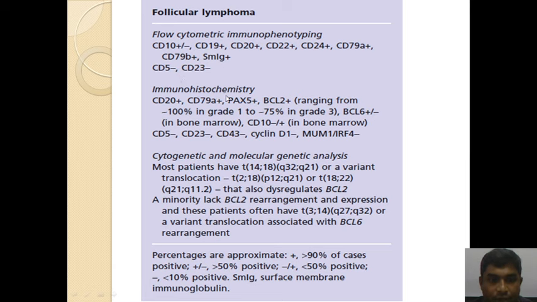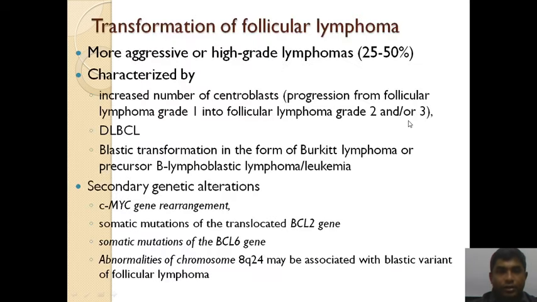And we can use immunohistochemistry to study the B cell markers. The immunohistochemistry shows positivity for CD20, CD79A, PAX5, BCL2, etc., and CD5 and CD23 are negative. These two are classically positive in chronic lymphocytic leukemia. Follicular lymphoma is a low-grade neoplasm, but it can become aggressive and transform into a high-grade lymphoma in a few cases. Then it behaves like a DLBCL.